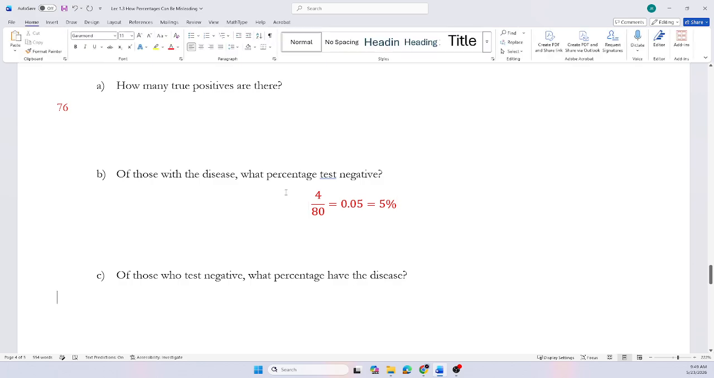Now, you might think, if I flip that around, won't I get the same percentage? And you will not. You don't want to fall for the fallacy of the converse here. Of those with the disease, what percentage test negative? That'd be 5%. Of those who test negative, what percentage have the disease? Let's take a look at that.